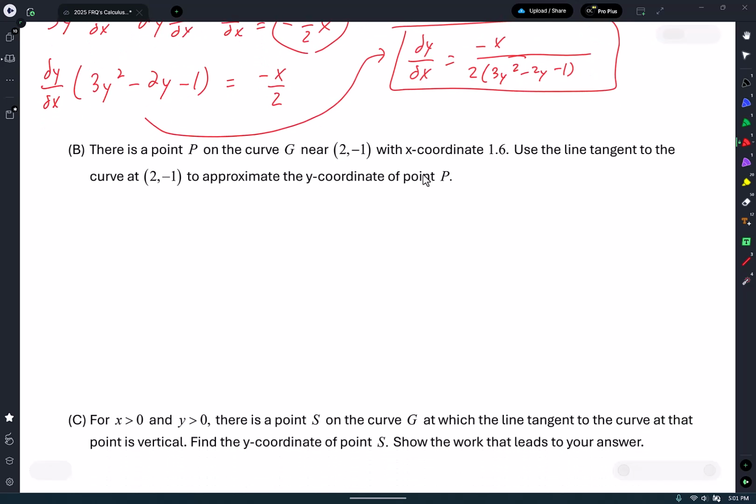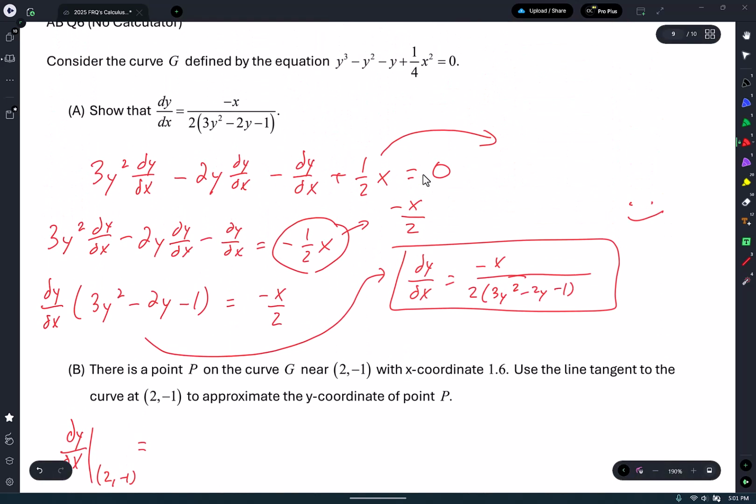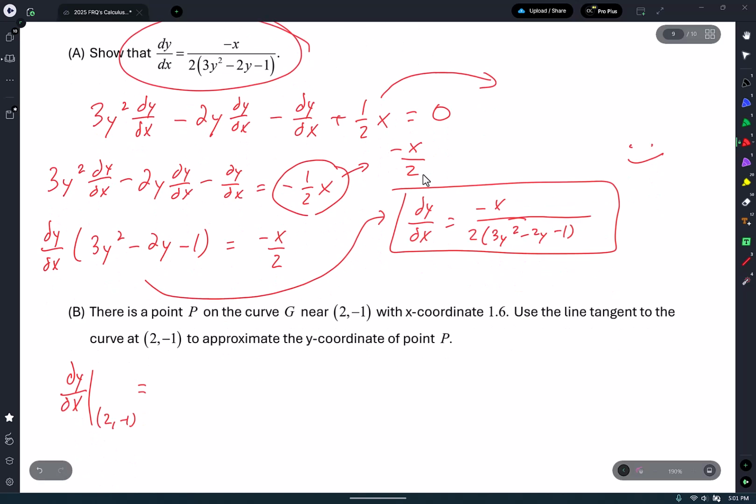There is a point P on the curve G near 2, -1 with x-coordinate 1.6. Use the line tangent to the curve at 2, -1 to approximate the y-coordinate of P. Okay. At first glance, it looks like I'm going to need a tangent line, and I already have a point. So here we go. I'm going to go dy dx evaluated at 2, -1 equals, and I already have my expression. My expression is this. So I'm going to just plug it in, guys.